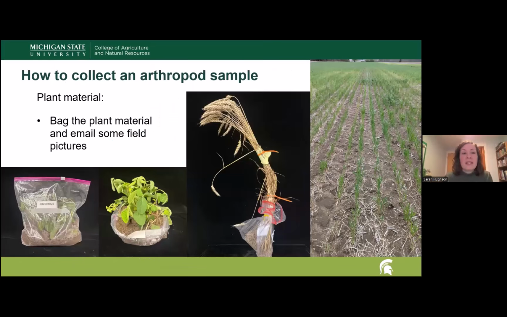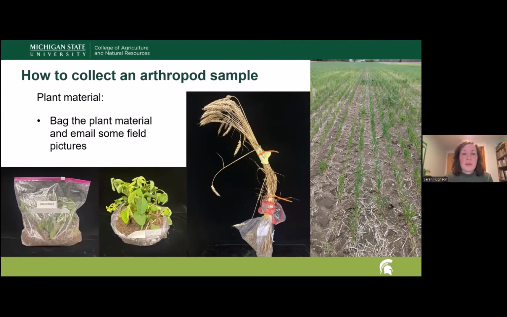Now, when you're submitting a sample, the way you can do that is just by collecting some of that affected plant material, putting that in a bag and sending that to us. If you include some soil with that, that's great. We can look at that soil for pH and other parameters. And if you're able to email some pictures of the field, that's even better. That can help us determine the distribution of the plants in the field that are affected and how many plants are affected in that field.